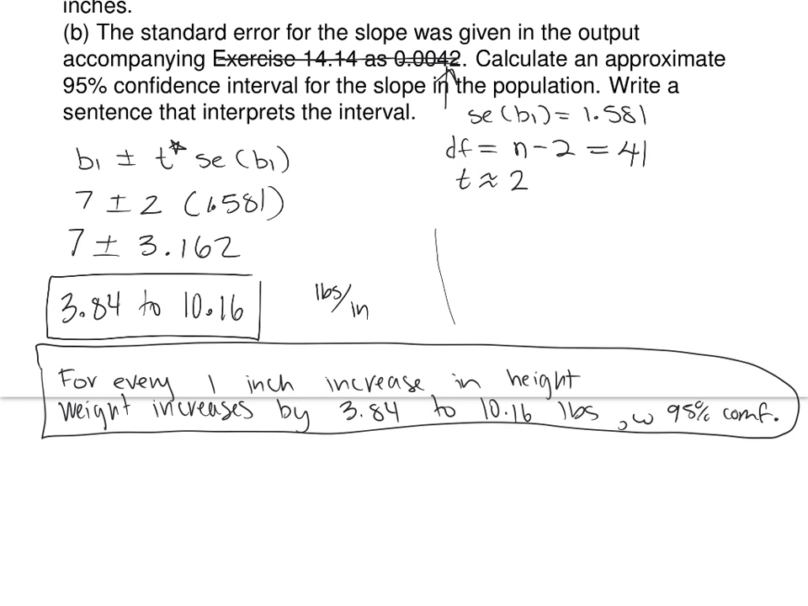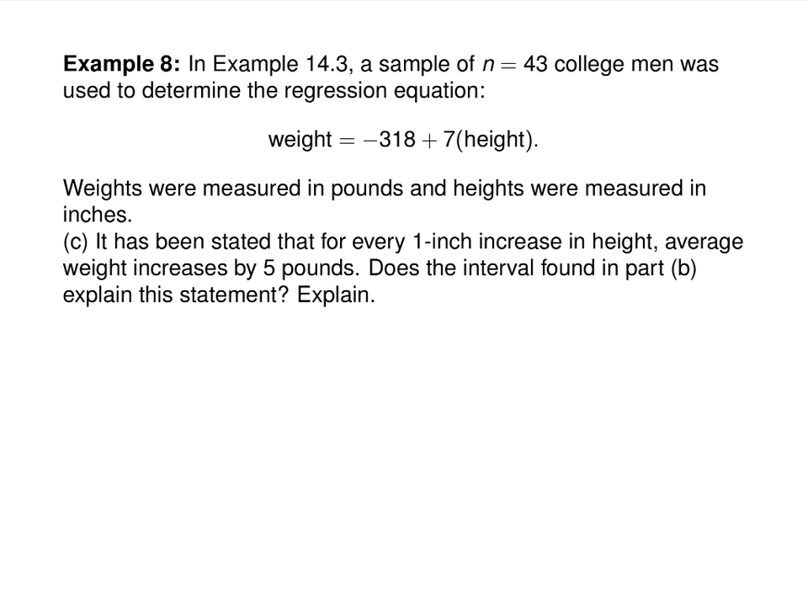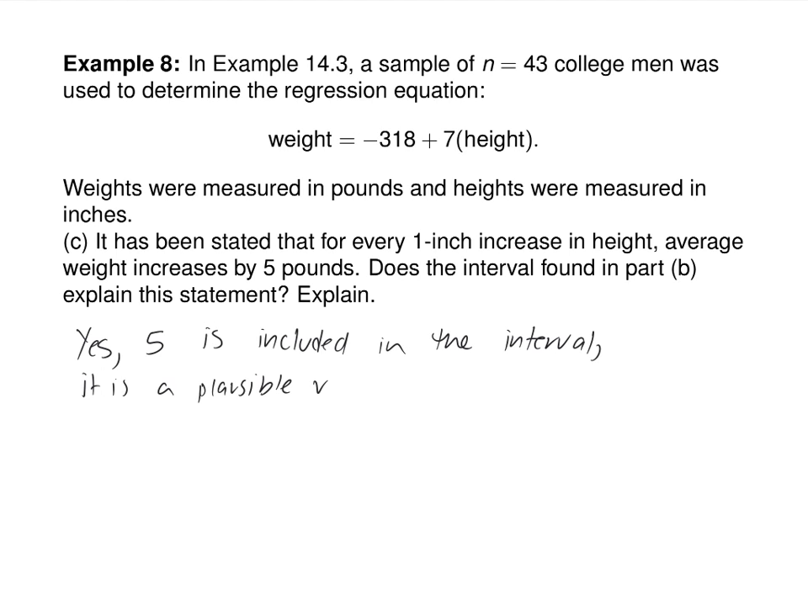Last one. It has been stated that for every 1 inch increase in height, average weight increases by 5 pounds. Does the interval found in Part B explain this statement, or does it support it? Yes. As 5 is included in the interval, it is a plausible value of the slope.